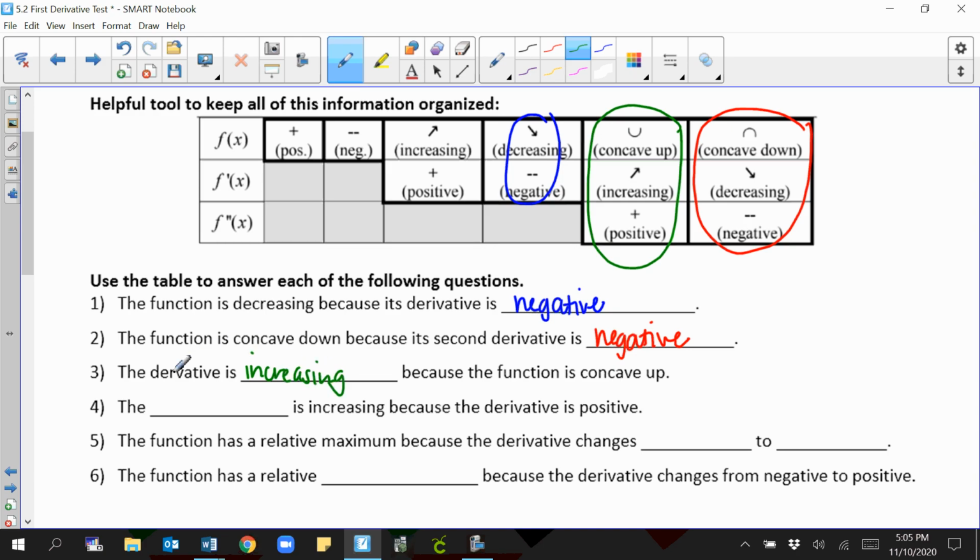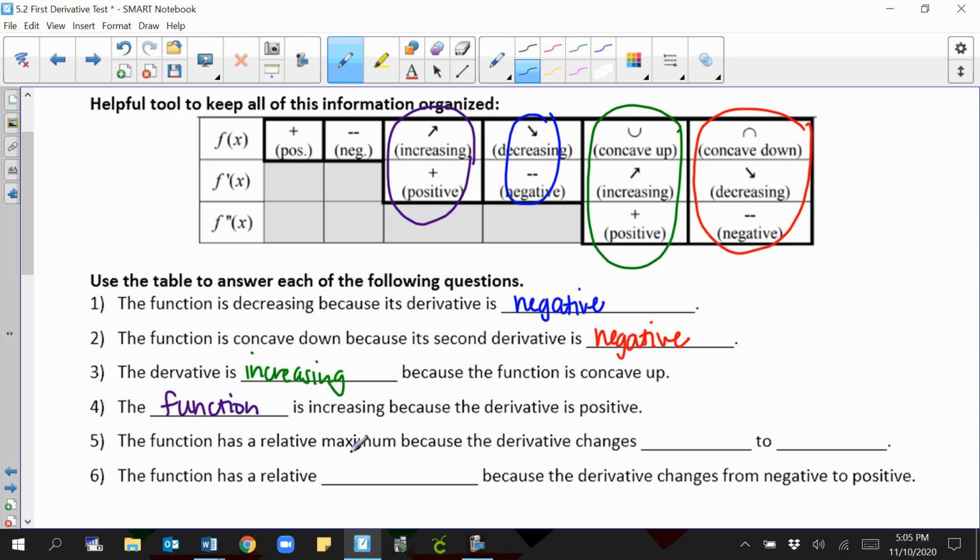Notice it said derivative and not second derivative, so make sure you're paying attention to that. The blank is increasing because the derivative is positive. So that means I'm going to look at my derivative. It's positive right here, so that means my original function is increasing. Oh, sorry, it already said increasing. The blank is increasing. The function, the original function, is increasing.